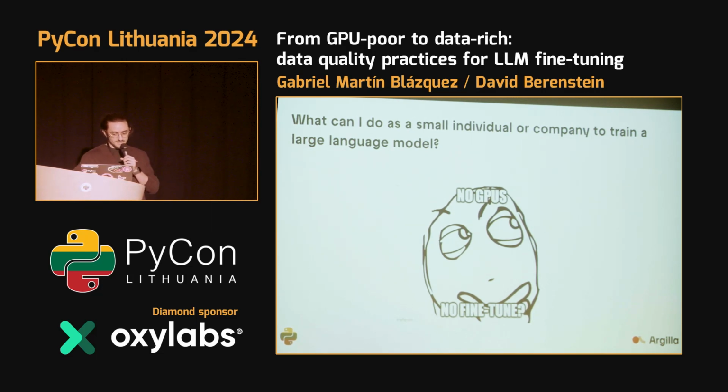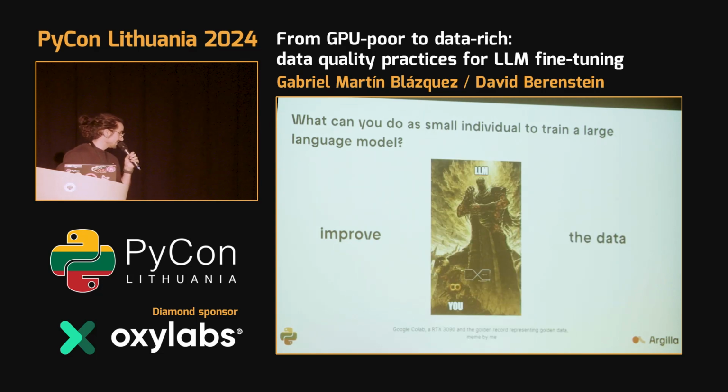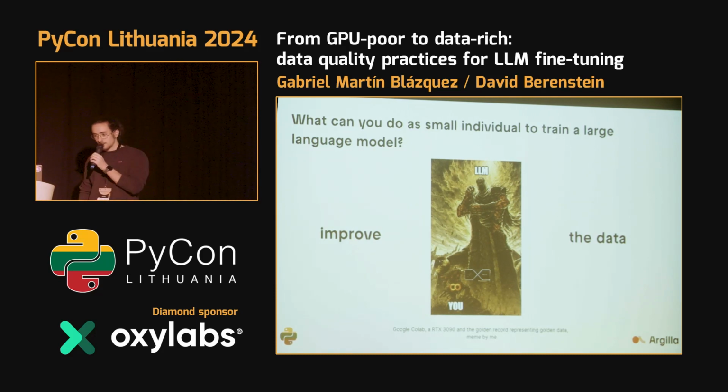So the only thing that is missing, or that you still have to do, is to improve the data. And once you have data of high quality, you can fine-tune an LLM with a consumer GPU or a Google Colab environment. So yeah, today I will be explaining some experiments that we did in Argilla to improve some open source datasets, and also what we did to create new datasets.